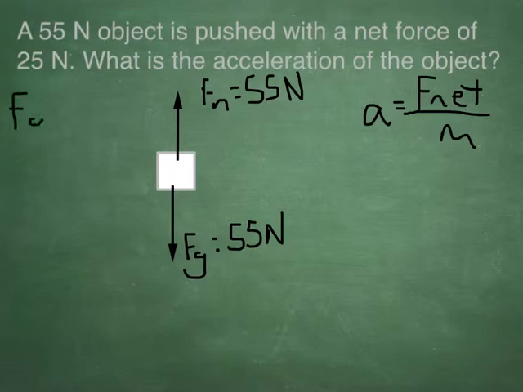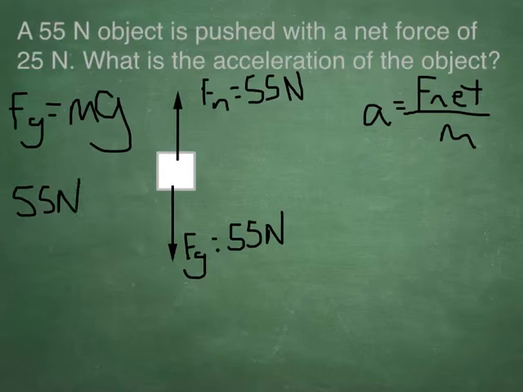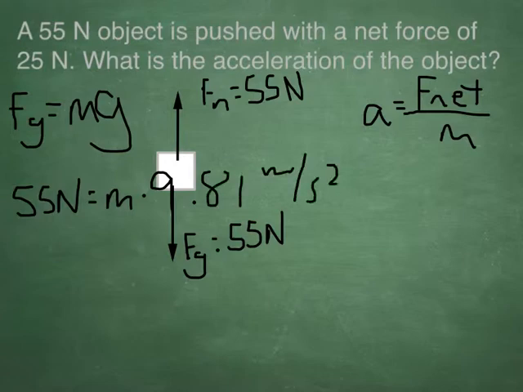Because weight is a force, it is equal to a mass times an acceleration. Weight is a very specific force, however, equal to the acceleration of gravity times the object's mass. So if we substitute in the variables from this problem, 55 newtons equals the object's mass times 9.81 meters per second squared. That will allow us to find the mass of this object.